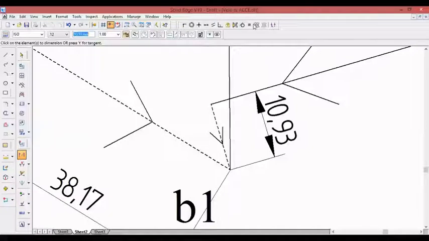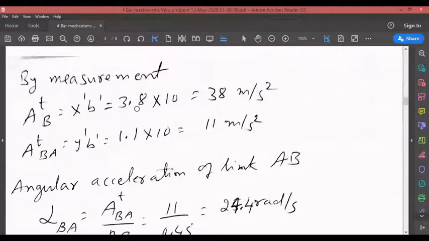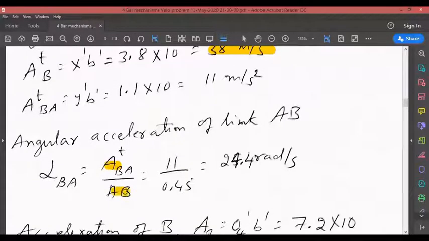Hence, what we can conclude by measurement, the tangential component of B will be 3.8 centimeters multiplied by the scale, that is 10, so 38 meters per second square. And the tangential component of acceleration of point B with respect to A will be 1.1 centimeter multiplied by 10. The scale factor gives us 11 meters per second square. So once we get the tangential component, dividing by the length of that link gives us the angular acceleration of the link. So the angular acceleration of B with respect to A will be 11 divided by the length of link AB, which is 0.45. So 24.4 radians per second square.